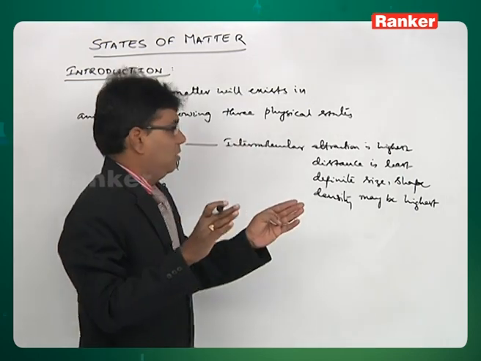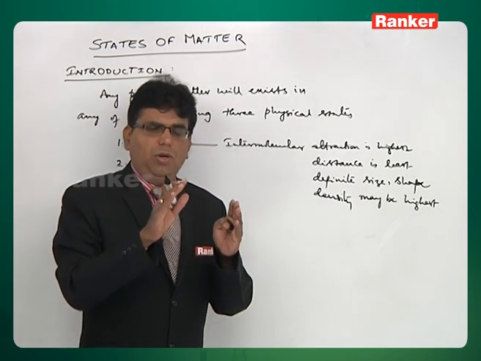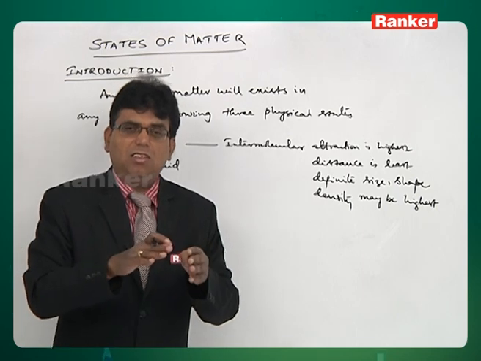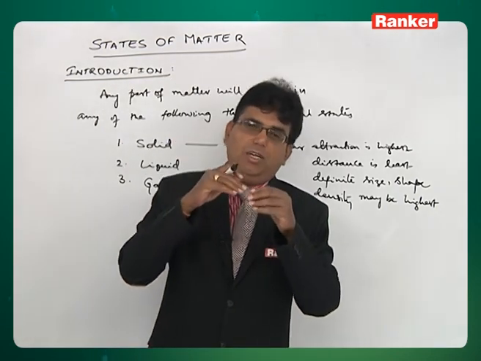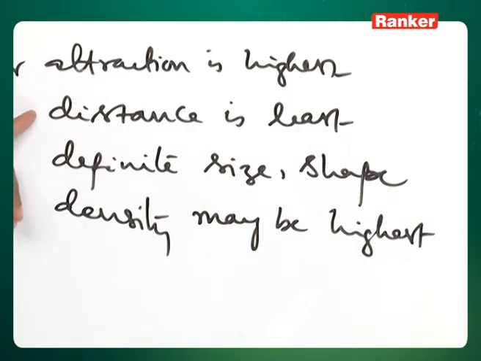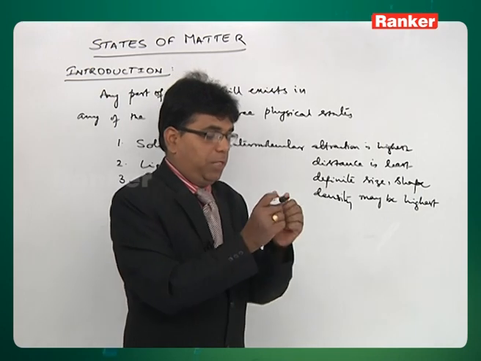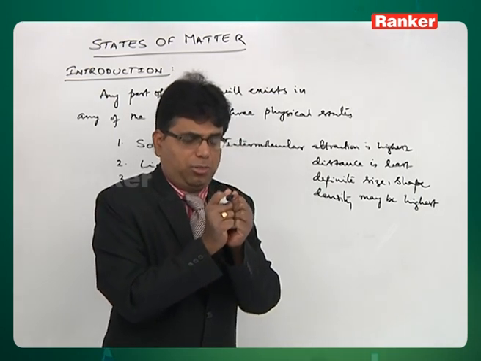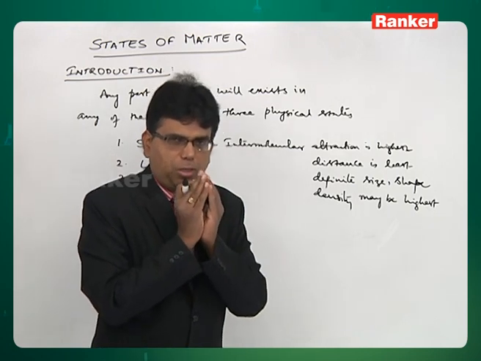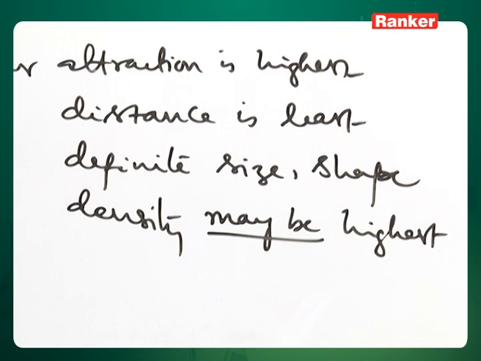So, only solids will have definite size and shape. Liquids will have the shape according to the vessel in which they are filled. Gases do not have any shape at all; they do not even take the shape of the vessel in which they are filled. So, with the highest attraction and least intermolecular distance, solids possess definite size and shape, and density will be highest, because due to the highest intermolecular attraction, the maximum number of molecules will come within the least possible distance. So, the density is likely to be highest, not necessarily always.